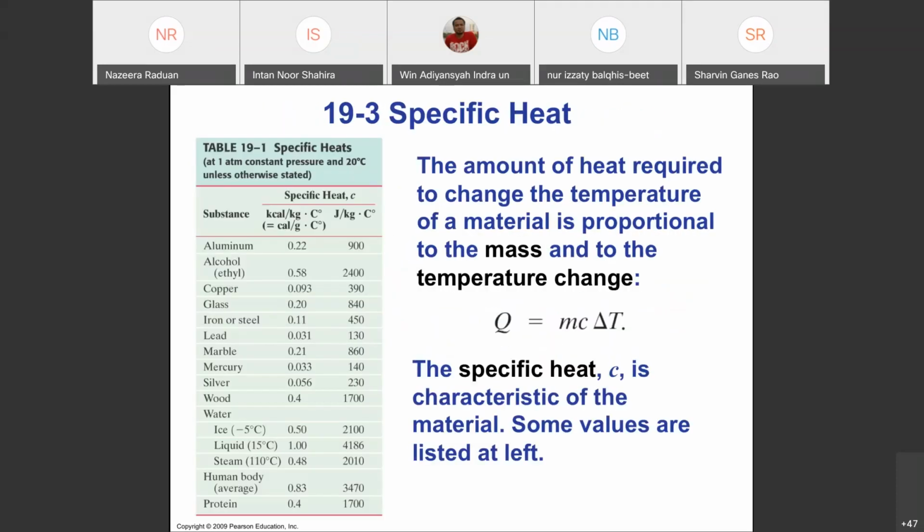Okay, this is the specific heat. Q stands for heat. The amount of heat required to change the temperature of a material is proportional to the mass and to the temperature change. M is mass, C is specific heat. You can find C in the table there. That's specific heat. T is temperature.